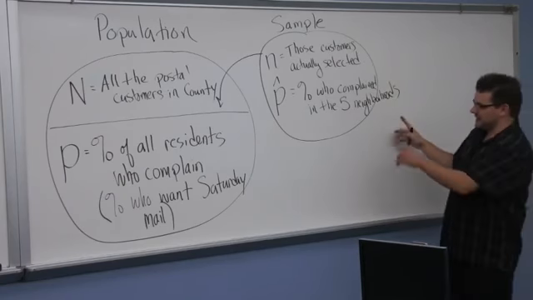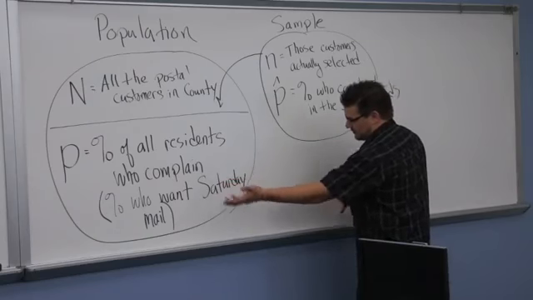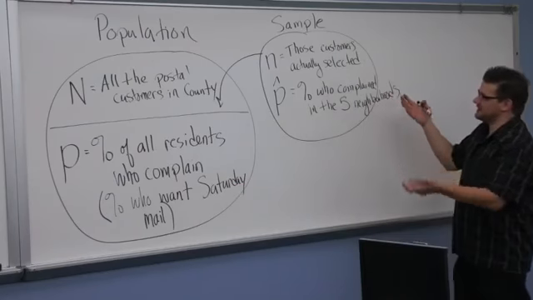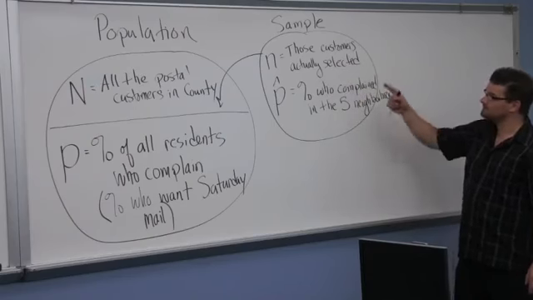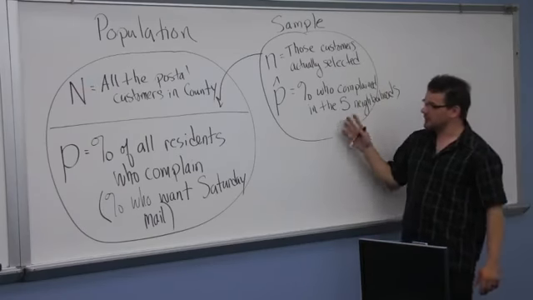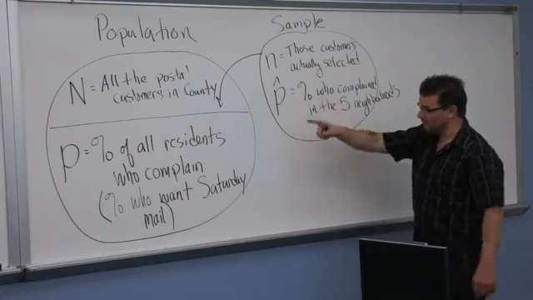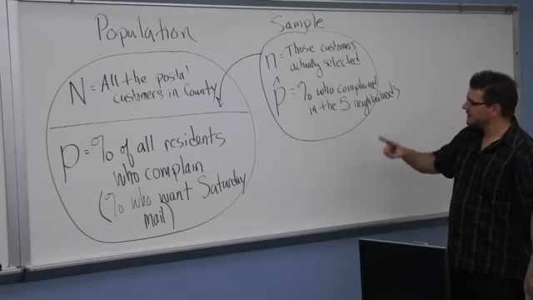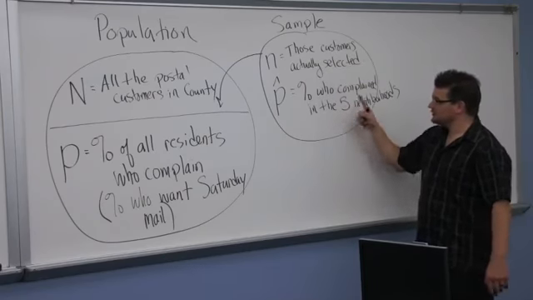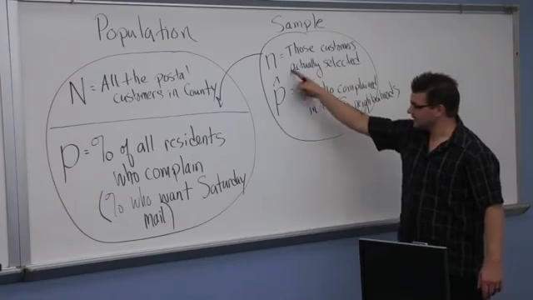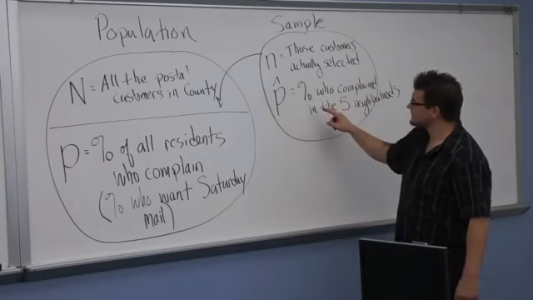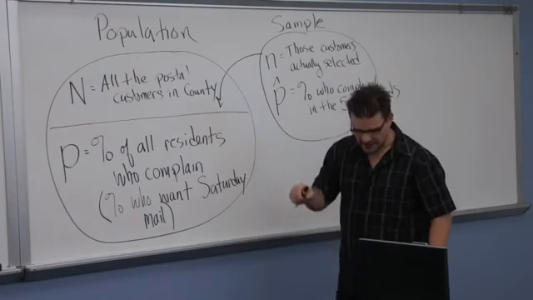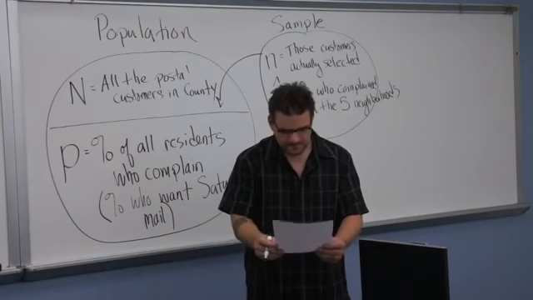Or more generally speaking, like I had in parentheses here, it'd be the percentage, I guess, who would want their Saturday mail in the 5 neighborhoods. Okay? So here's a picture. Remember, population, big group, with parameters. Both start with P. Samples, the small group, lowercase letters, and these are called statistics, right? Parameters, population. Statistics go with the sample.